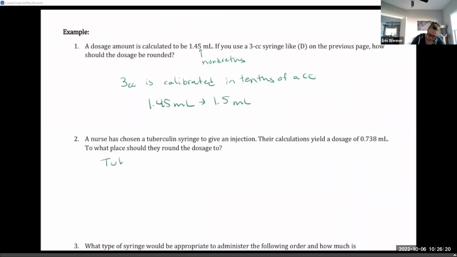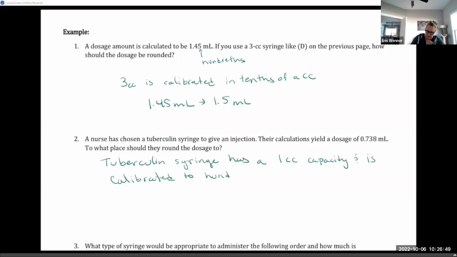So tuberculin syringe has a 1 cc capacity and is calibrated to hundredths. So 0.738 milliliters can only be accurate to 2 decimal places, which means we're going to give 0.74 milliliters or 0.74 cc's. Okay.